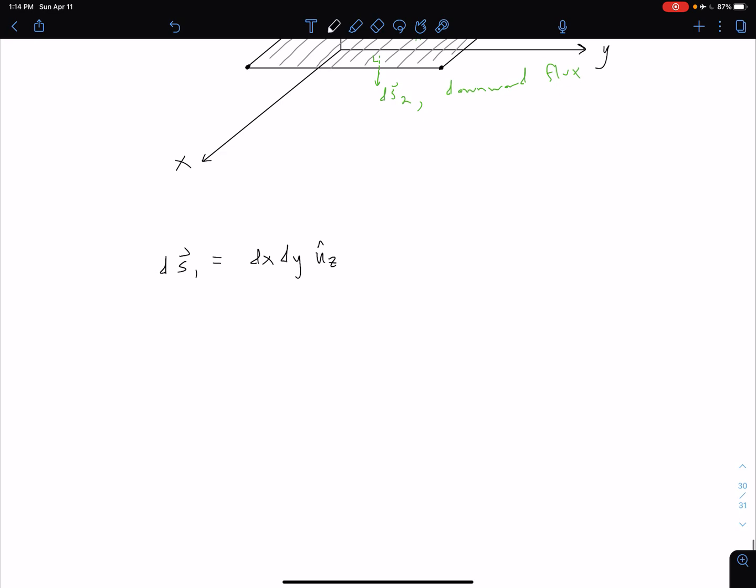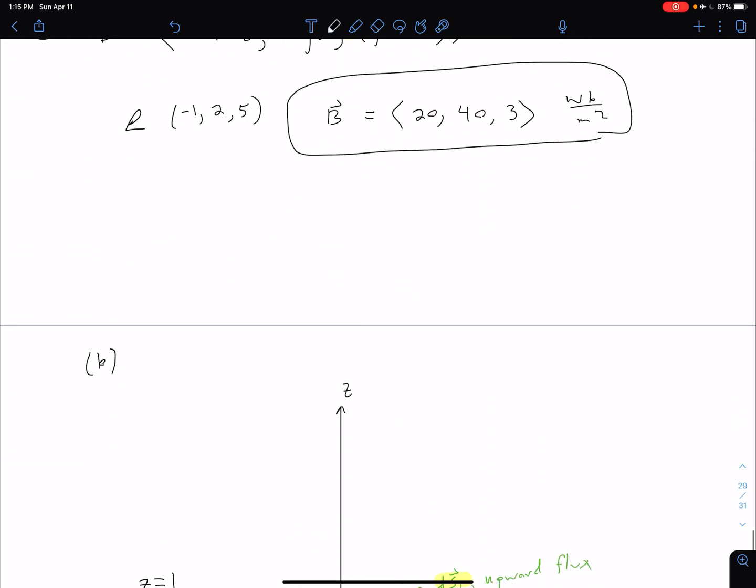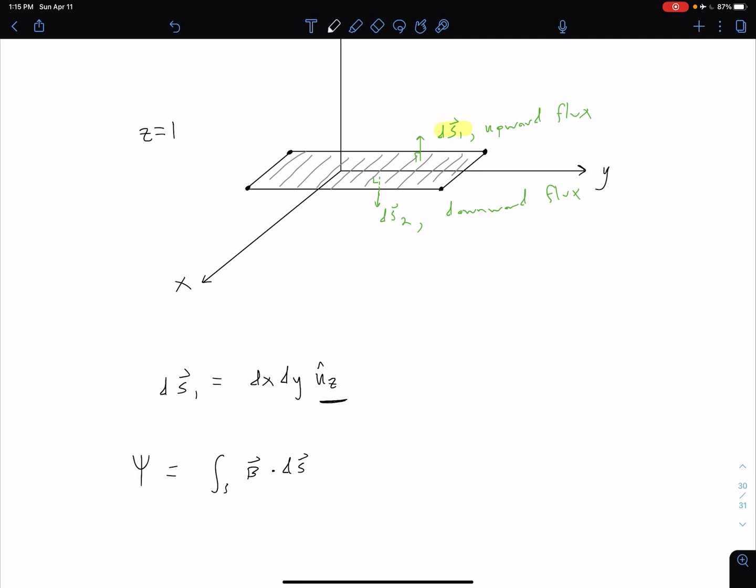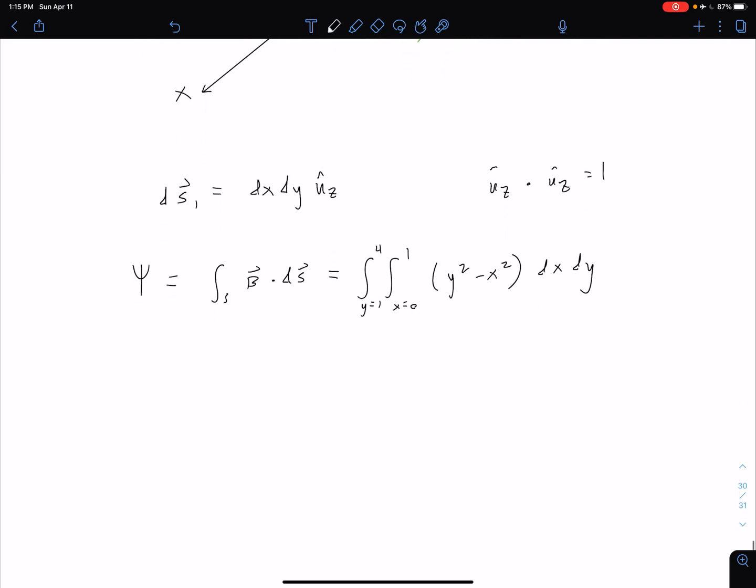Okay, so let's take that information and go back to our general flux equation. We know our flux is equal to the integral over the surface of B dot ds. Remember, our B had these three components, but because it's being dotted with something that has u of z, only the z component is going to come out. So we're going to have a double integral for this surface. Our y is going from -1 to 4, our x is going from 0 to 1, and we only have that z component, which is y squared minus x squared, and our differential surface area magnitude was dx dy, because of course we had u of z dot u of z, which is equal to 1. Okay? And now we can just evaluate that.